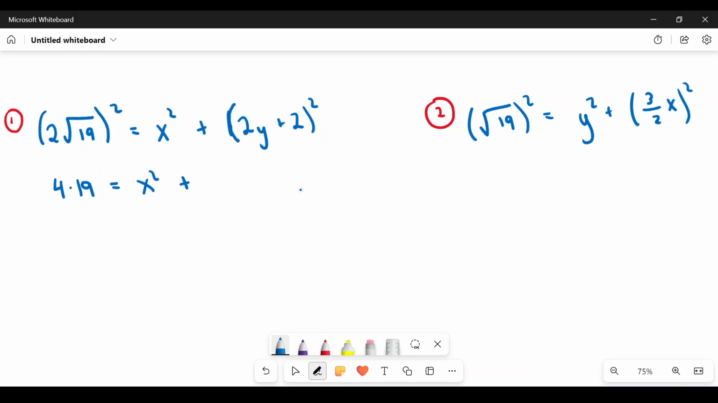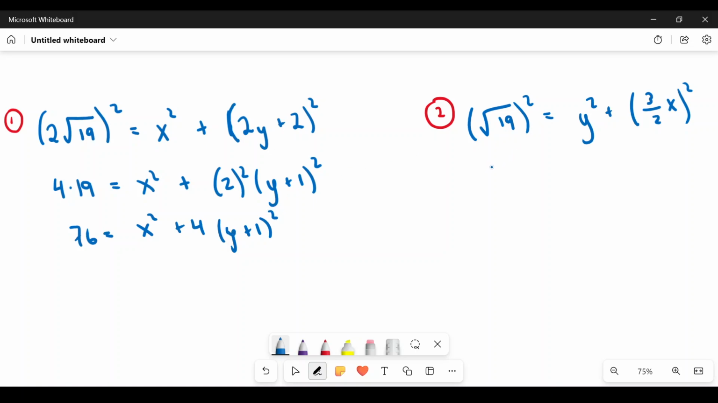Here, I'd like to factor out that 2, so I'm going to. But remember, when I factor out that 2, the 2 I'm factoring out is affected by the squared. So I've written, sort of temporarily, that 2 squared. So let's keep going. 4 times 19 is 76 equals x squared plus 4 times (y plus 1) squared. So now I have a better feel for the numbers and values.